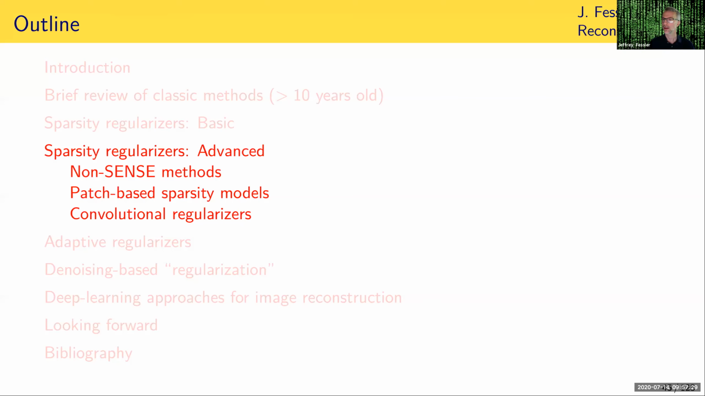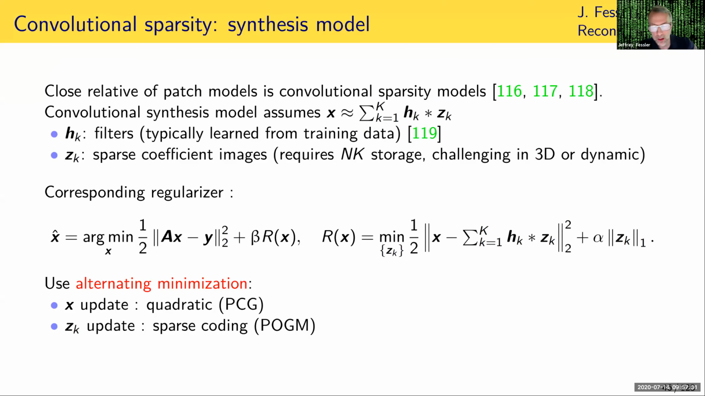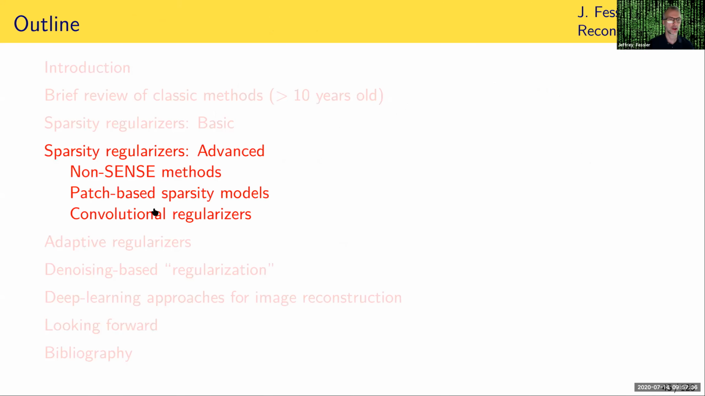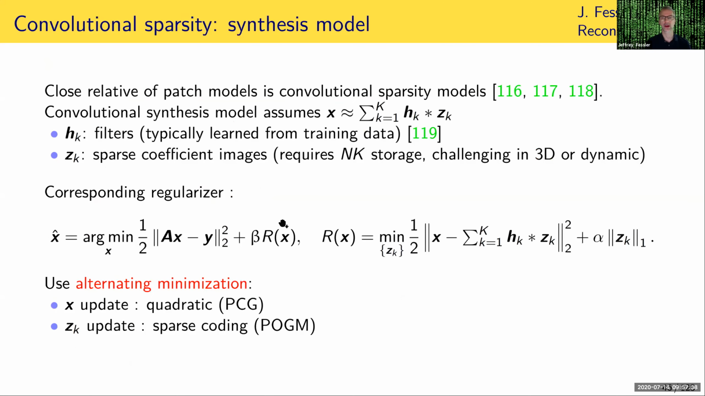All right, now we're getting closer to the adaptive models. Actually, I have one more non-adaptive regularizer here: convolutional regularizers. This is closely related to the patch models, and there are both synthesis and analysis versions. This is sometimes called convolutional dictionary learning, and it goes by a number of different names. In this model, we're assuming the image can be expressed as a sum of some filters convolved with arrays that are sparse.